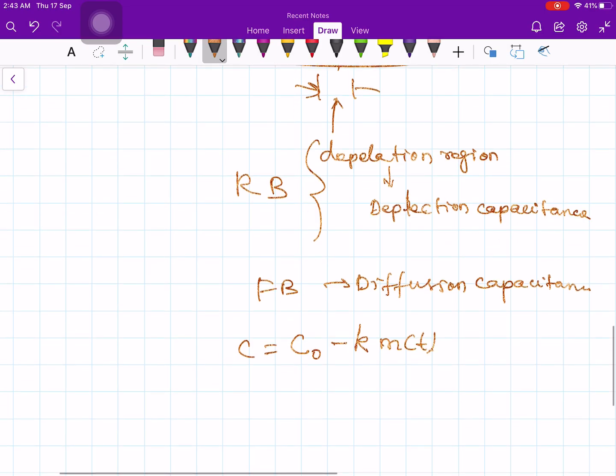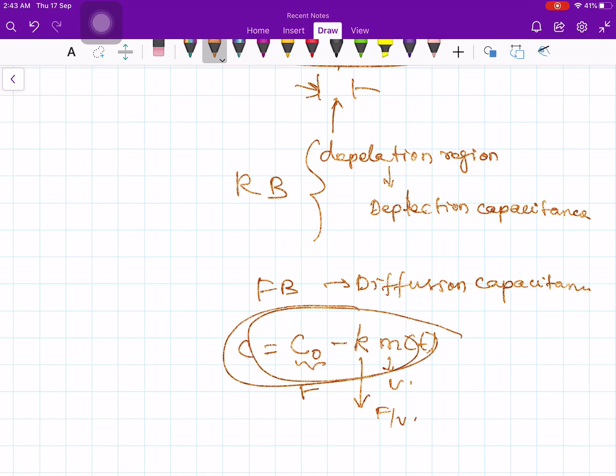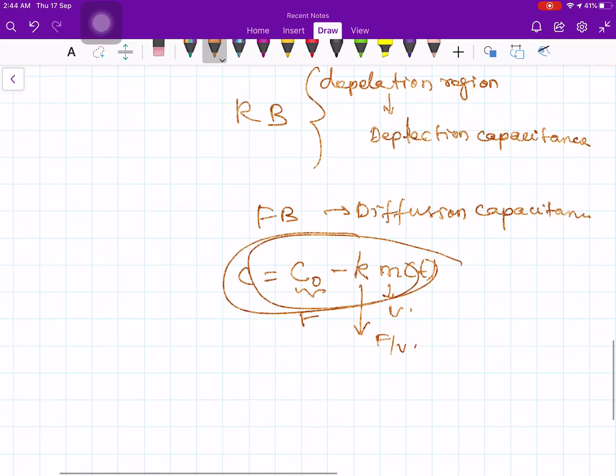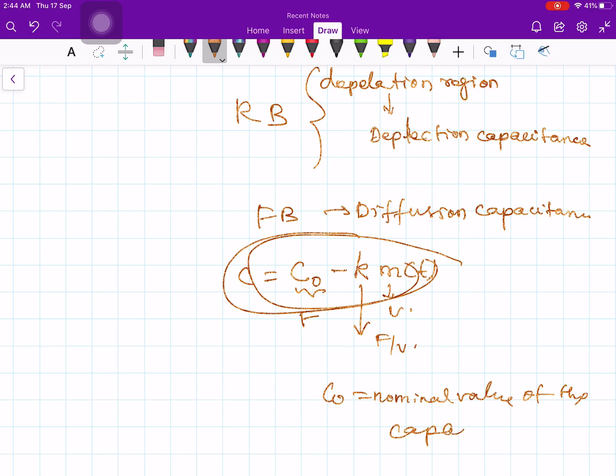Why did I put K? To match the unit, because this m of t is in volts and C naught is in farad. Therefore, what is the unit of K? Farad per volt. So this is the voltage across the capacitance of the reverse biased PN junction, and it varies around some fixed value of the capacitance. Let's say C naught is the nominal value of the capacitance without application of the applied voltage.